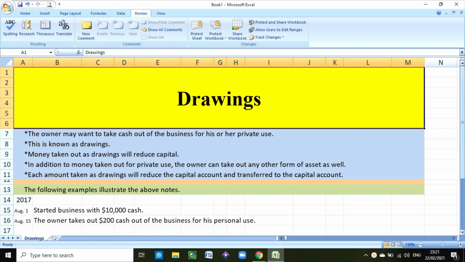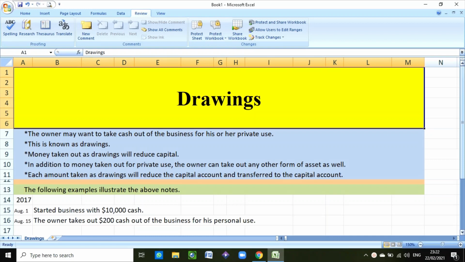The owner may want to take out cash out of a business for his private or personal use. That is one way in which drawings will be used. This is known as drawings. Money taken out as drawings will reduce the capital account.